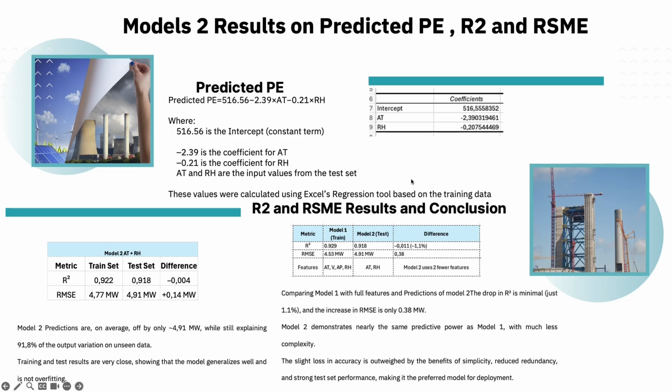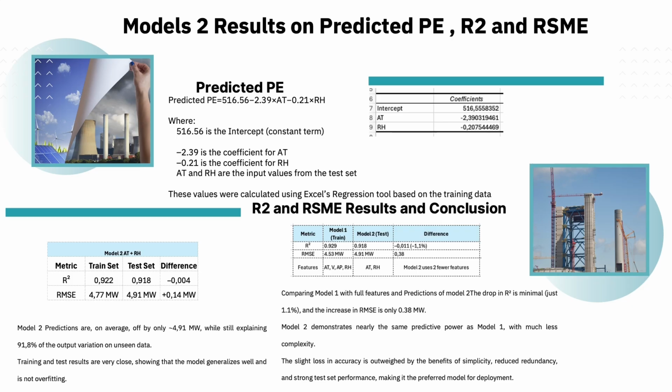This is the final formula from Model 2, which uses temperature and humidity to predict energy output. The coefficients you see were calculated from the training data and then applied to the test set to generate predictions. When tested, the model achieved an R² of 0.918 and an RMSE of 4.91 megawatts, very close to the training values. This confirms that the model generalizes well and is not overfitting.